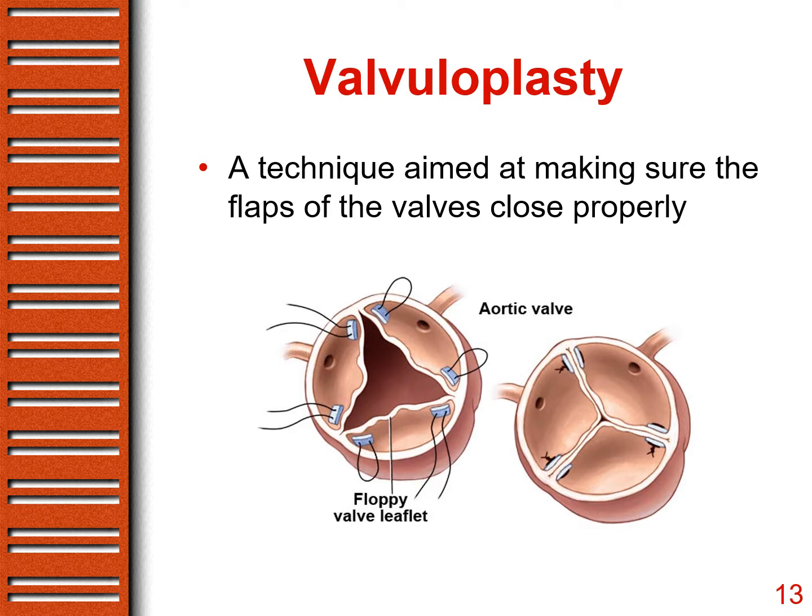So valvuloplasty is a technique aimed at making sure the flaps of the valves, or the leaflets, close properly. That prevents blood from backing up into the atrium. In the healthy heart, blood flows from the atrium to the ventricle and from the ventricle to the rest of the body. Surgery is also done to secure the floppy valve leaflets, all in an effort to get valves to close properly.